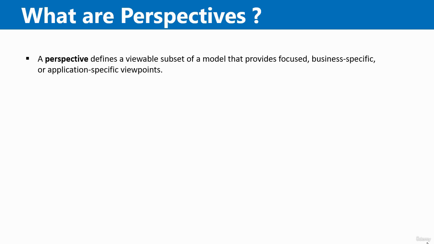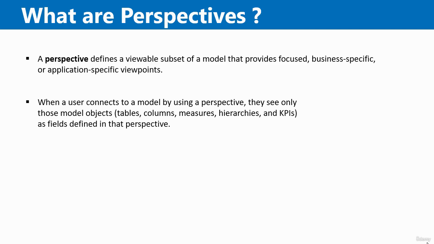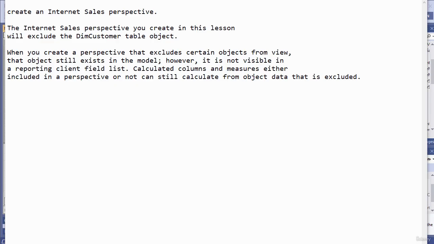For example, when a user connects to a model by using a perspective, they see only those model objects like tables, columns, measures, hierarchies, and KPIs as fields defined in that perspective. We are going to be creating an internet sales perspective.